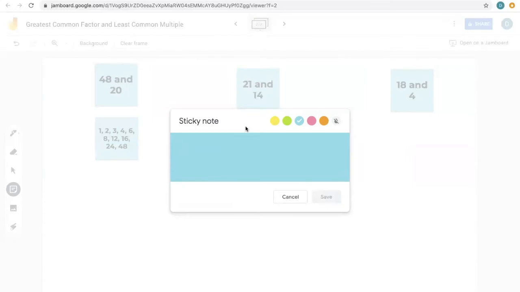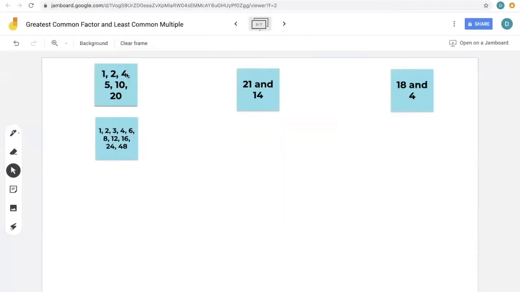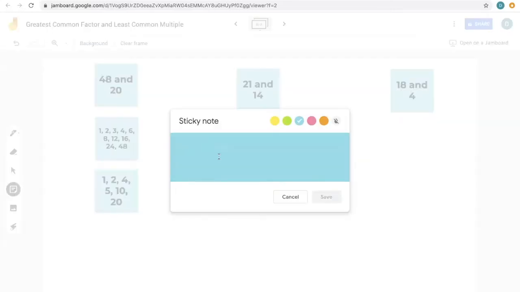Factors of 20 include 1 and 20, 2 and 10, and 4 and 5. Let's see what we have here. 1 and 1, 2 and 2, 4 and 4, no 5, no 10, no 20. So that would mean the greatest common factor of 48 and 20 is indeed 4.